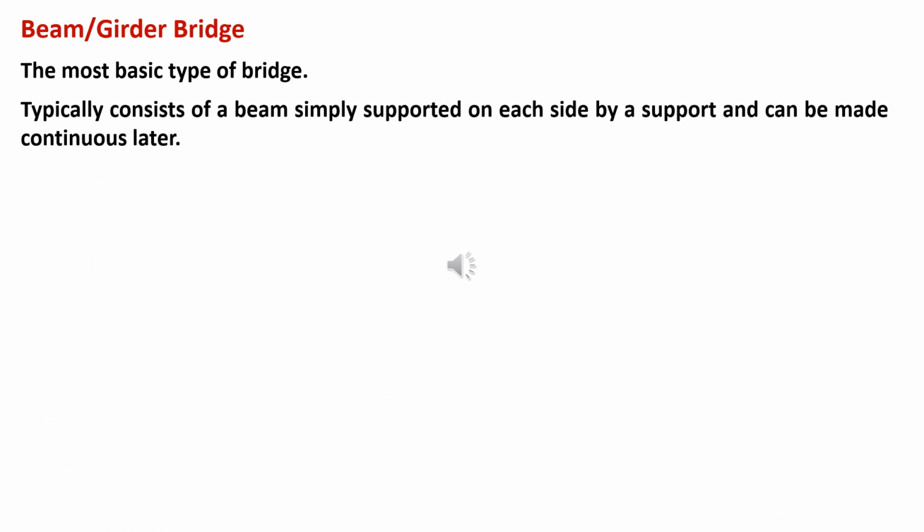Followed by the beam or girder bridge, and it is actually the most basic type of bridge. And it typically consists of a beam simply supported on its side by a support and can be made continuous later.